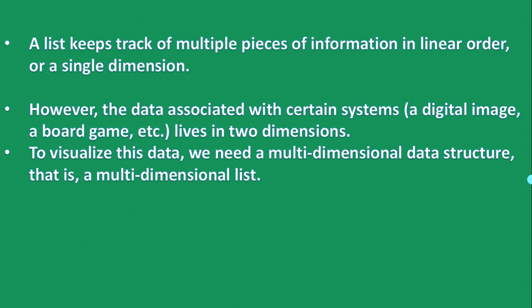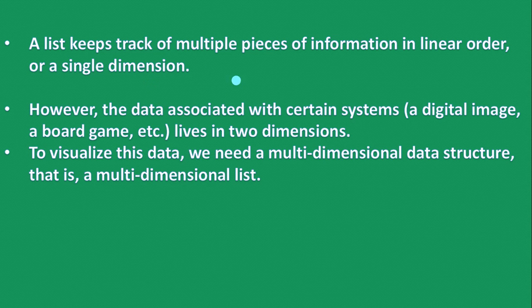multi-dimensional list. A list keeps track of multiple pieces of information in linear order, or a single dimension, basically, right? In the previous sessions we have covered that lists are a very linear data type, meaning only one dimension will be there.